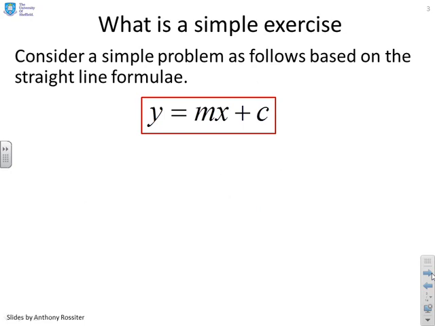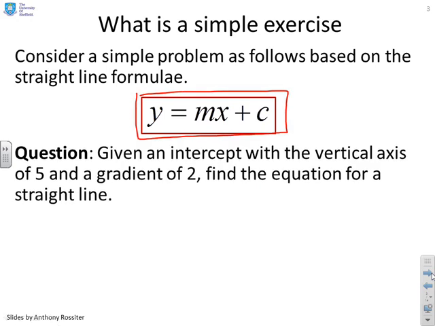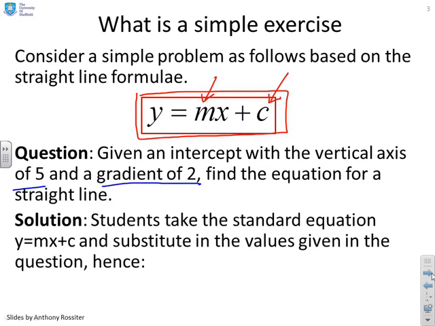Consider a simple problem where you're given a straight line formula. Here it is, y equals mx plus c. Students know this, and they know that m represents the gradient, the coefficient m, and c represents the intercept with the vertical axis, and then they're given a question. Given an intercept with a vertical axis of 5 and a gradient of 2, find the equation for the straight line. Clearly, all they need to do is take their standard equation, which they know, and substitute the numbers they've been given straight in.